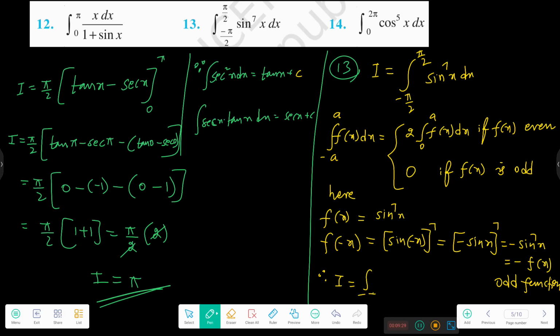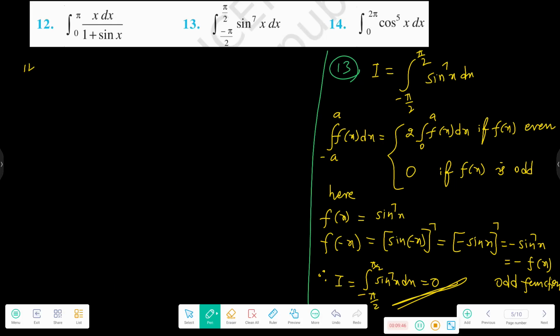0. I equal to the integral from minus pi by 2 to plus pi by 2 of sin power 7 x dx equals 0. Don't need to apply anything. If it is an odd function, directly you can mention that it is 0. Understand?